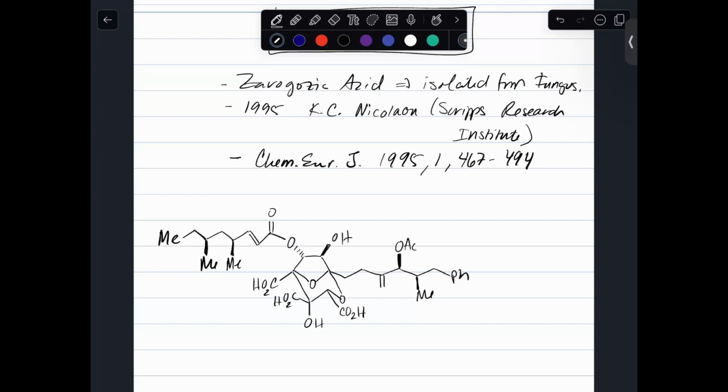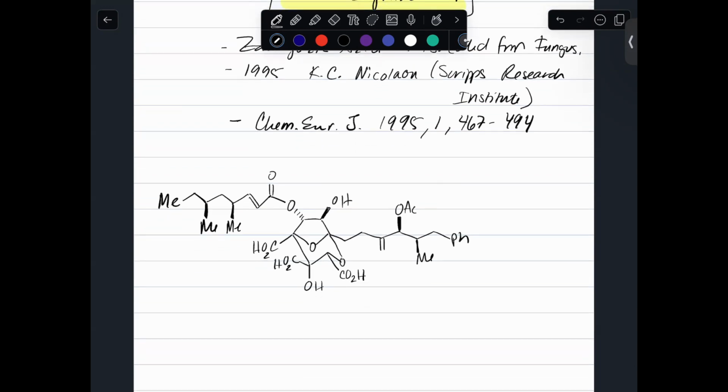Okay. So it's a pretty intimidating molecule. It is not the only total synthesis of Zaragozic acid, but it is probably one of the more popular ones because it was synthesized by Nicolaou, who was in a huge scandal back in the 90s, early 2000s. So it's a pretty referenced synthesis.